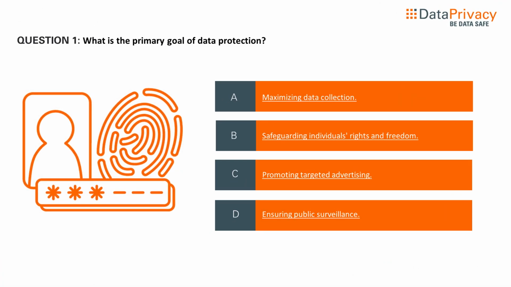Question 1. What is the primary goal of data protection? A. Maximizing data collection. B. Safeguarding individuals' rights and freedom. C. Promoting targeted advertising. And D. Ensuring public surveillance.